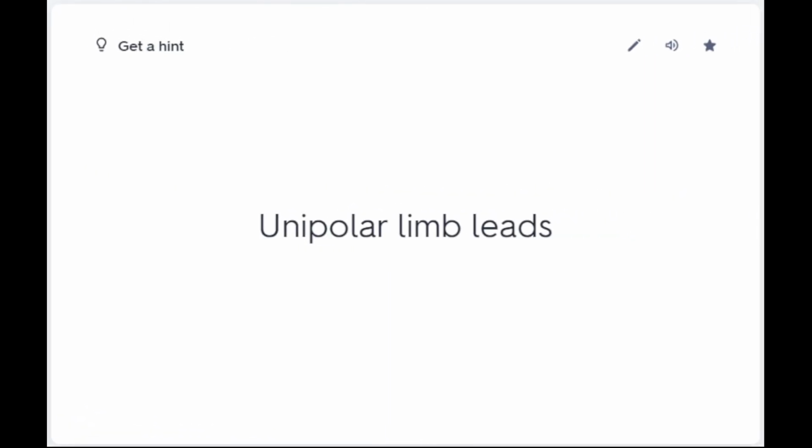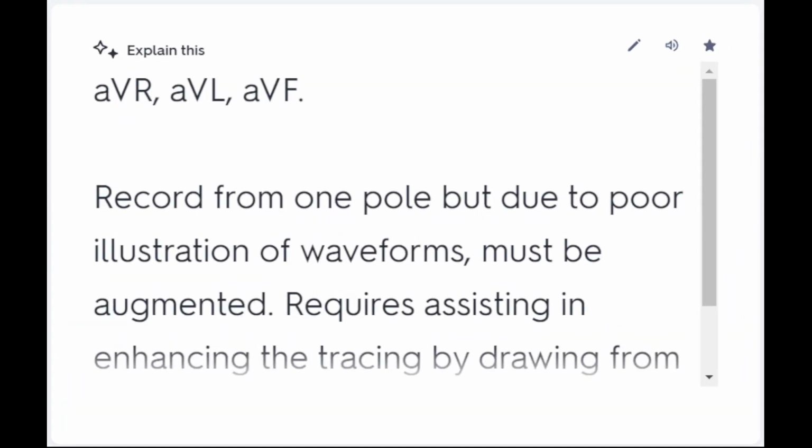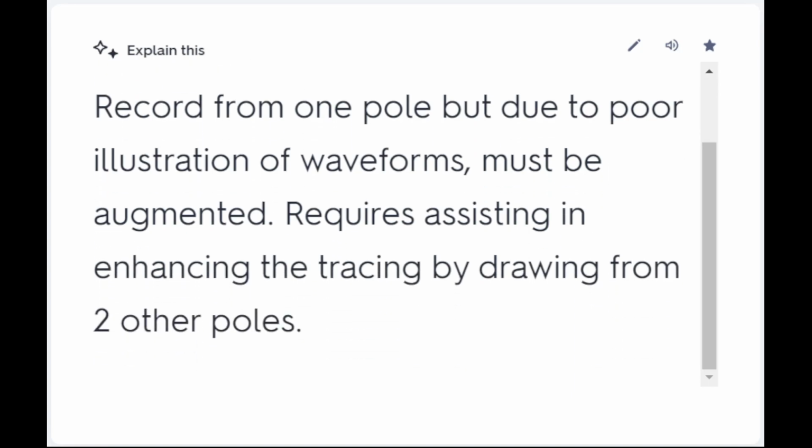Unipolar limb leads. AVR, AVL, AVF record from one pole, but due to poor illustration of waveforms must be augmented. This requires assisting in enhancing the tracing by drawing from two other poles.